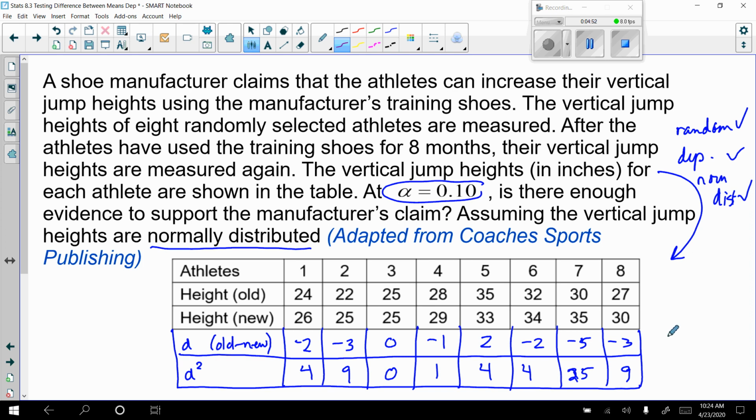Then we need to find the sum of those. So the sum of all those differences, adding all those up together, comes out to -14. And the sum of all the differences squared comes out to be 56.